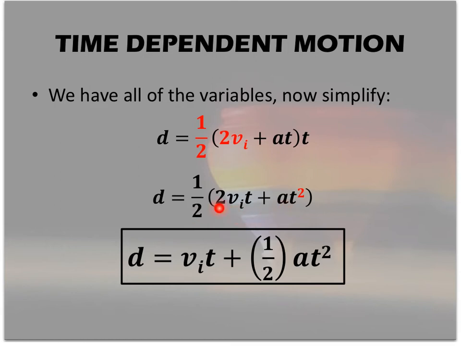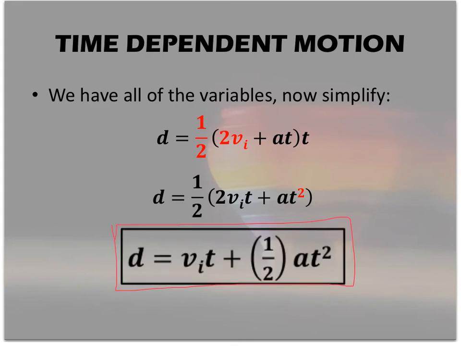So 1/2 times 2 equals 1, so I'm left with just the v_i t, and 1/2 times at squared gives me 1/2 at squared. This is the time-dependent motion formula, d equals v_i t plus 1/2 at squared. You can see a lot from this formula.